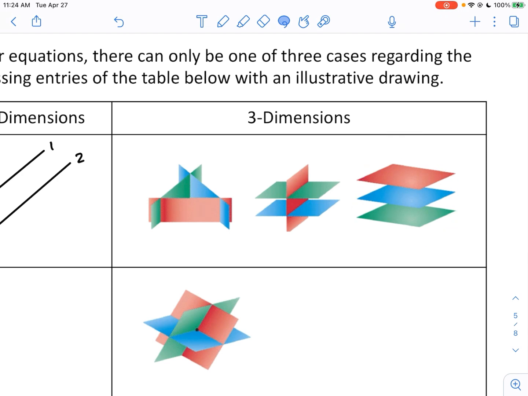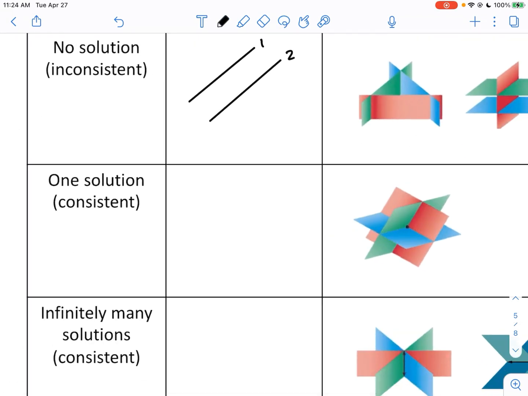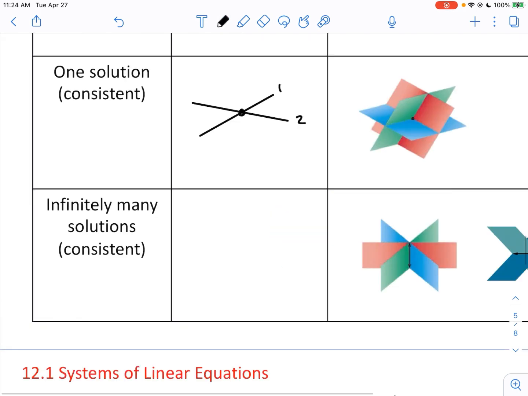I challenge you to come up with other ways that planes might interact in such a way that there is no solution. Now, there could be only one solution. In the case of lines, it just means equation 1 and equation 2 have different slopes, and you would have a single point of intersection. In the case of planes, you would expect three planes that intersect at one point only.